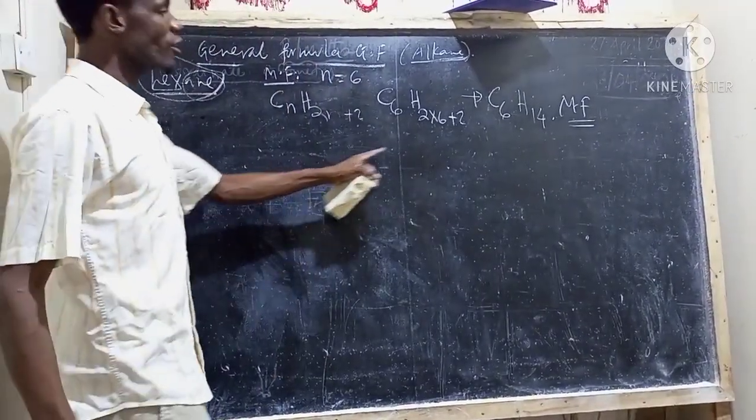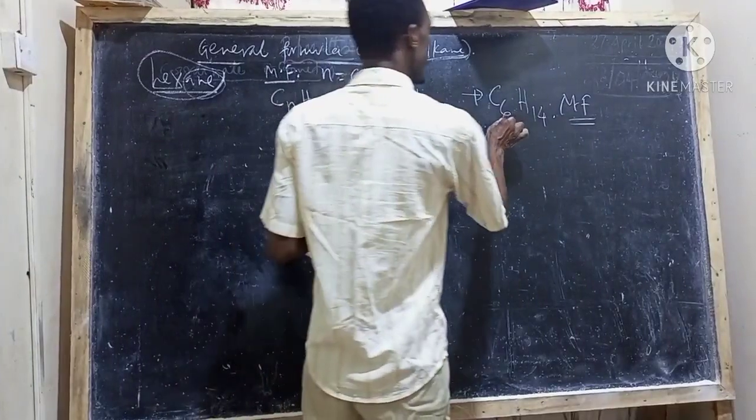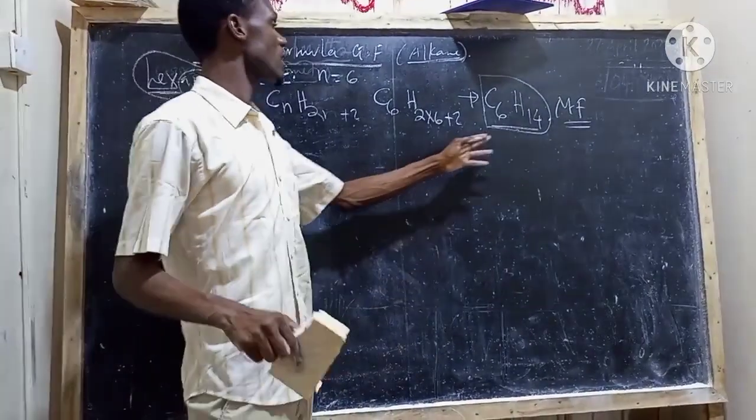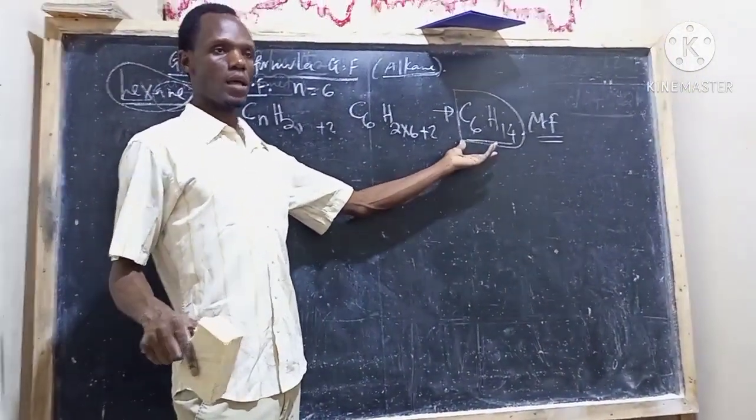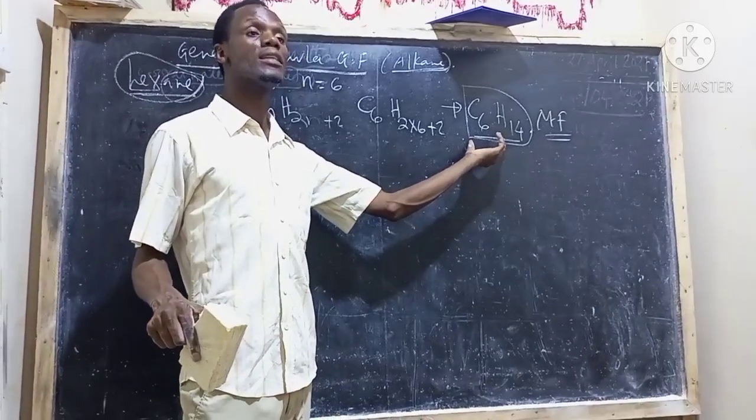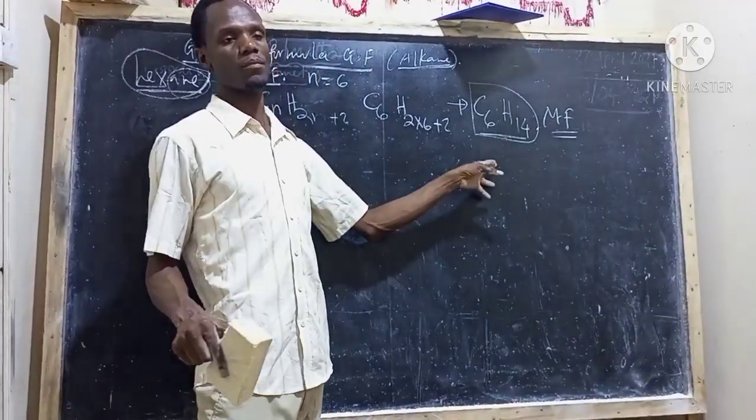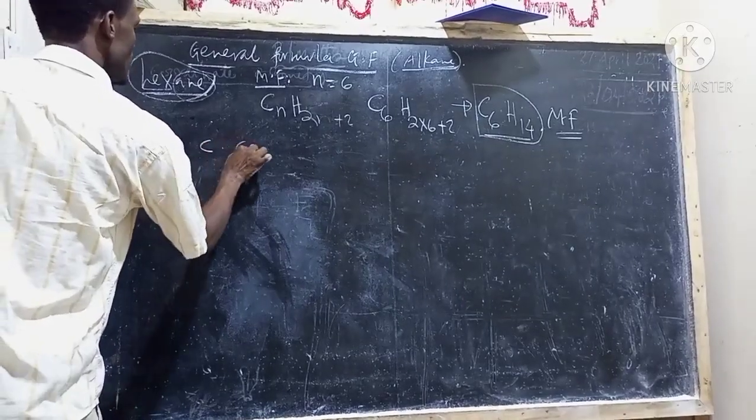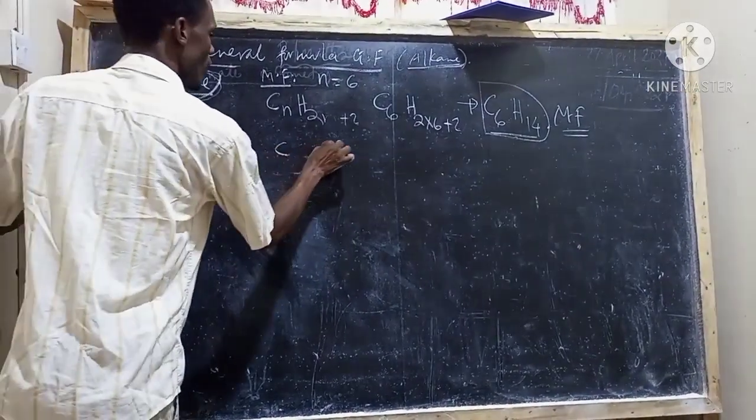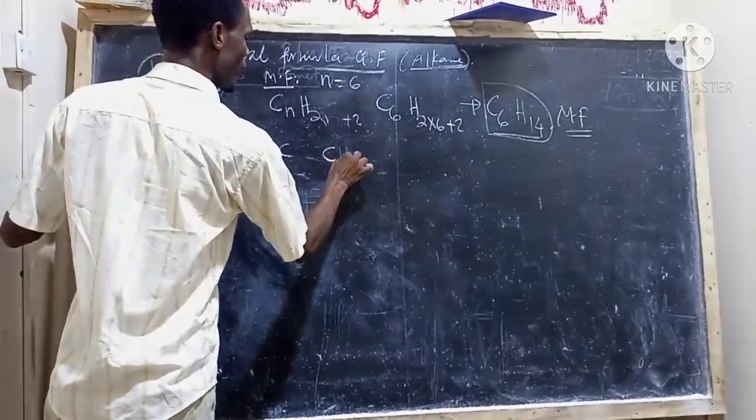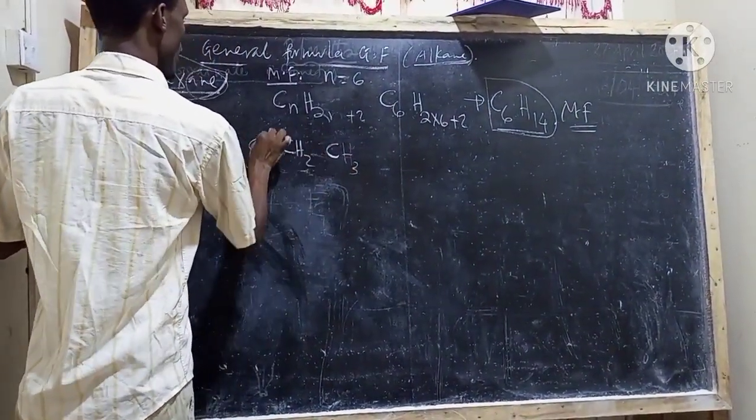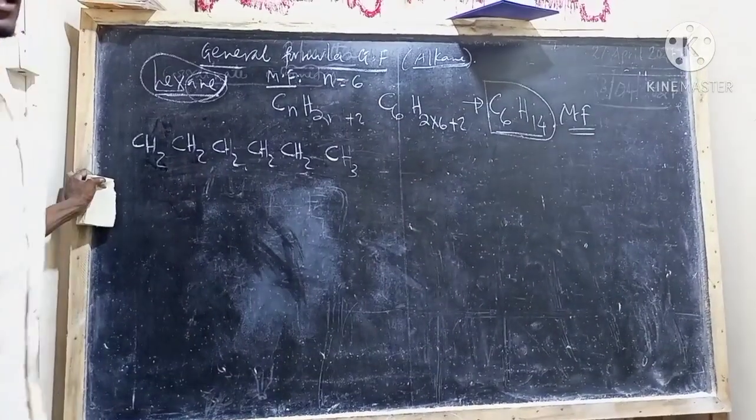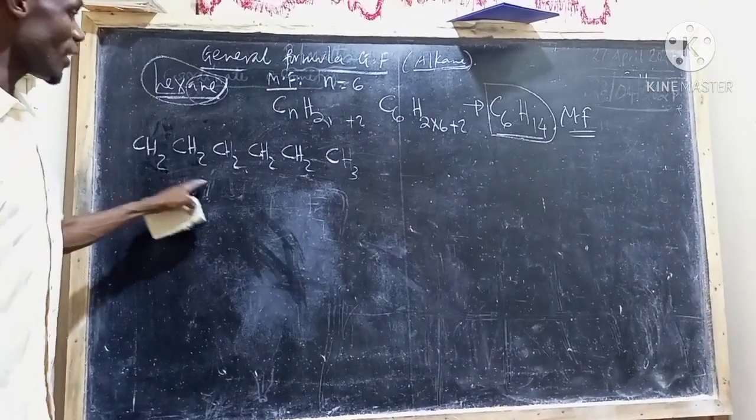Then once I've written the molecular formula, from it let me write the isomers. As I said when discussing common terms, isomers are compounds that have different structural formulas, but the same molecular formula. Now, this can be written: C, C, C, C, C, C, 1, 2, 3, 4, 5, 6. Then we have 3 here, 2 here, 2 here, 2 here, 2 here, and 3 at the end. This is the structural formula. That is the first one.